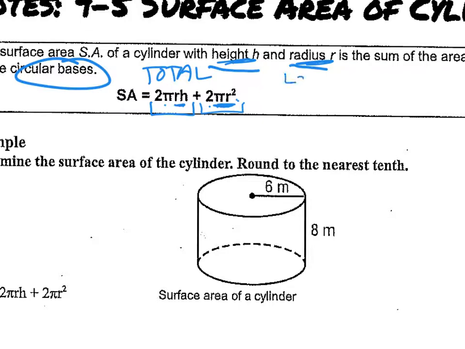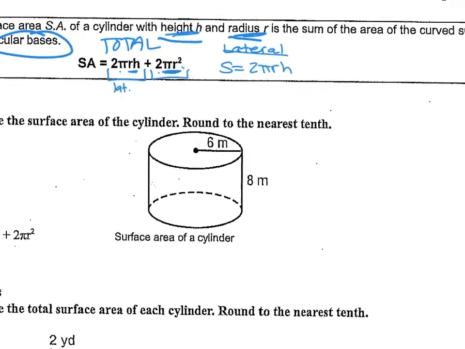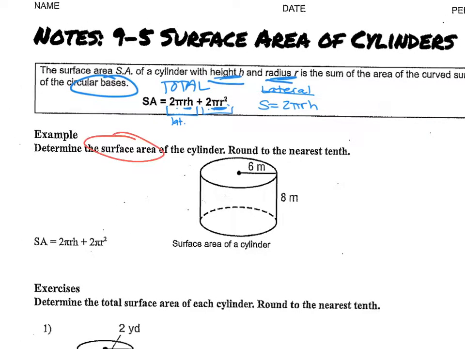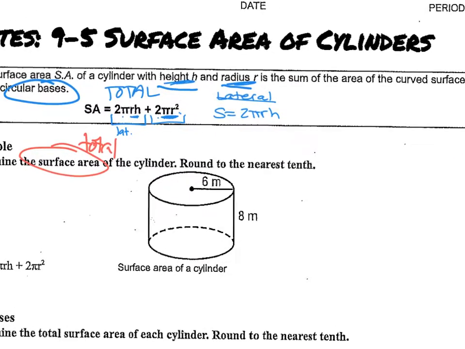So that's total. If we were just looking for lateral, we would just do the first half of this. 2 pi r times height. Okay, so if they asked what the surface area of the label is, or if it didn't have a top and bottom, then you'd use that. So let's look at example 1. Also, if it ever says determine the surface area, and that's it, that's all it says, then that means you're looking for total. If it ever just says, hey, find the surface area, total, you're finding all of it.